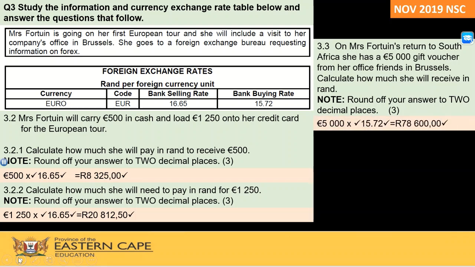And there you have the answer up on the screen. You have 5,000 euro, which you will multiply by the bank buying rate, which is 15.72, which will mean that Mrs. Fortuyn received an amount of 78,600 Rand.